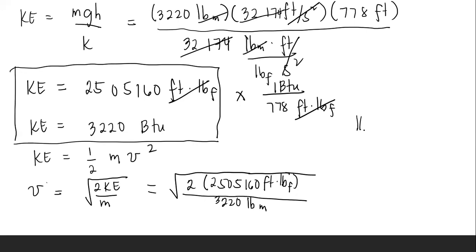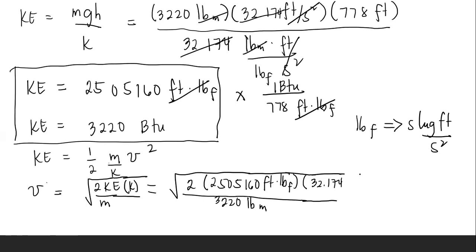Remember that pound force is equivalent to slug feet per second squared. Therefore, we need again your proportionality constant. Always include your proportionality constant. Okay, therefore, your pound force is slug feet per second squared. But the given unit of your mass is in pound mass. Therefore, we're going to use 32.174 pound mass feet per pound force second squared.